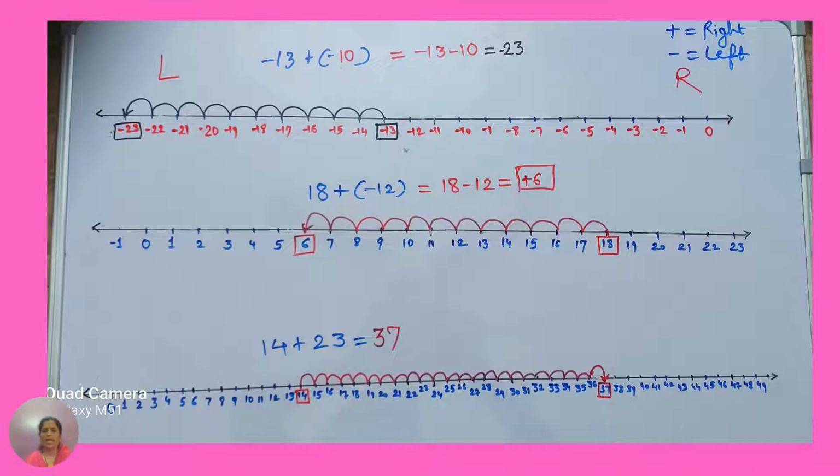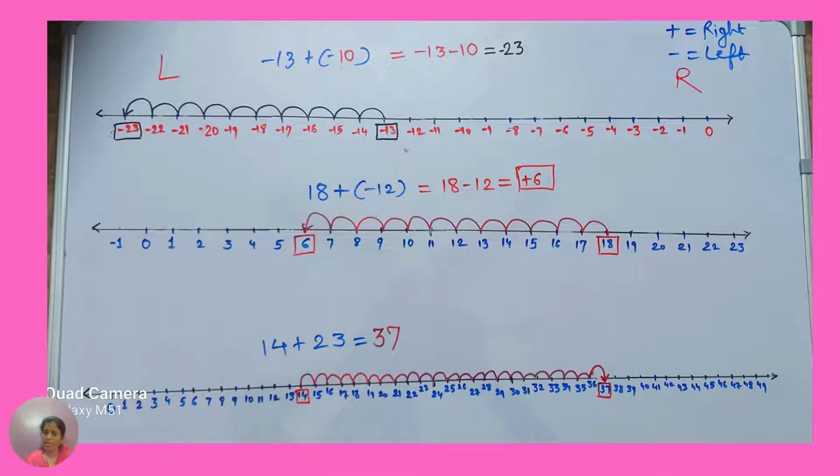On this number line you can see both negative numbers are included in this. That's why I have drawn all negative integers to the left side of 0. So I have to find first minus 13. I located that on the number line, that is minus 13. The minus sign is between, so obviously we have to take jumps to the left side.